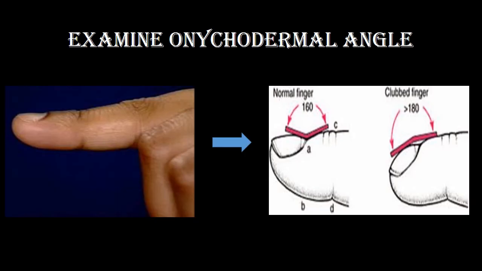Now we will discuss different methods for the examination of clubbing. First, we will discuss how to examine the onychodermal angle. Bring the patient's finger to your eye level and look at the onychodermal angle, that is, the angle formed between the nail bed and the skin fold. If it is 180 degrees or more, that is, the angle is lost, then clubbing is said to be present. Normal onychodermal angle is about 160 degrees. Clubbing appears when either the angle is lost or it is more than 180 degrees.